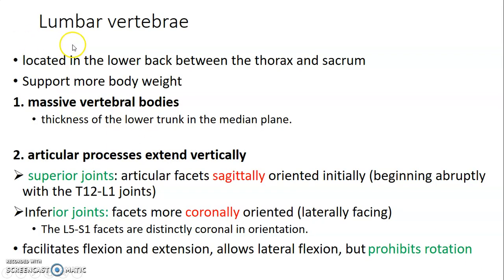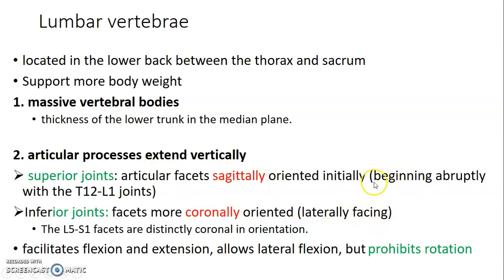Then we go to the lumbar vertebra. The lumbar vertebra is in the lower back between the thorax and the sacrum, and as you go downwards, at the lumbar region there's more body weight, so the vertebral bodies of lumbar vertebra are massive and thick. Then the articular processes extend vertically. So the superior zygapophyseal joints in the lumbar region, the articular facets are sagittally oriented, okay? From T12 L1, they are sagittally oriented, and the inferior zygapophyseal joints are coronally oriented. That means they face laterally.